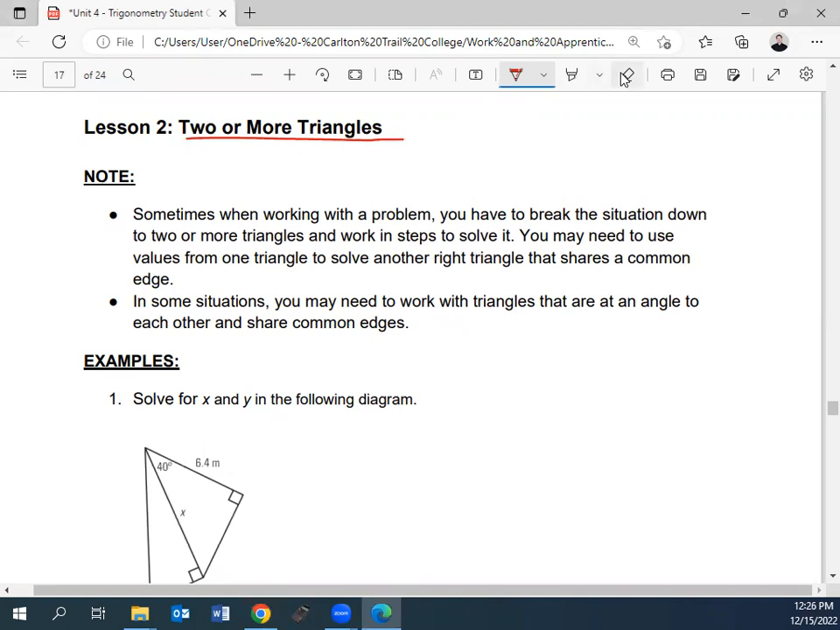And the general rule of thumb that's going to be happening here is we're going to have to break down the situation. We're going to have to break down the situation and work in steps to solve this. And what we're usually going to have to do is figure out something from one triangle to get the value of a side in another triangle.